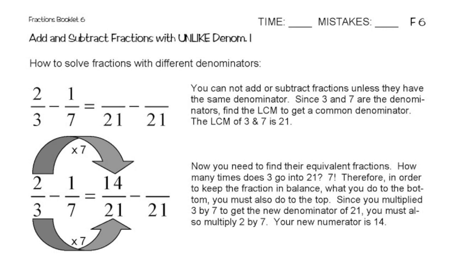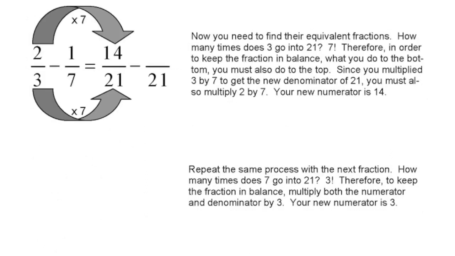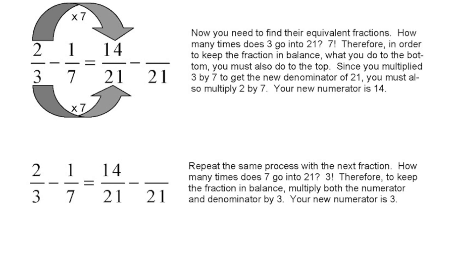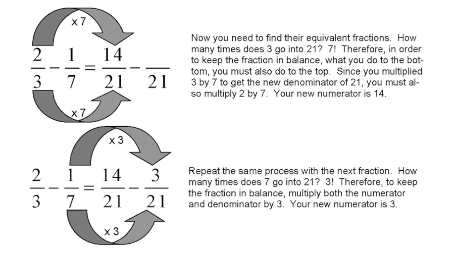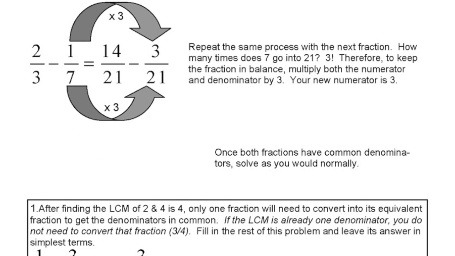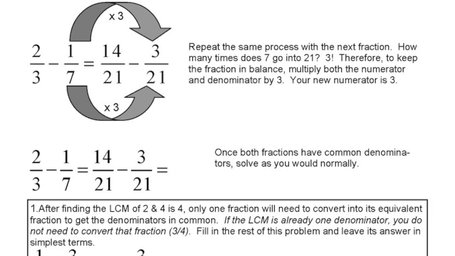Now I go into the seventh part. How many times does 7 go into 21? 3 times. So I'm going to multiply 7 times 3 to get 21. So I need to multiply 1 times 3 as well, because whatever I do to the bottom, I must also do to the top. So 1 times 3 is just 3. So now I have it set up as 2/3 minus 1/7 is now 14 21sts minus 3 21sts.